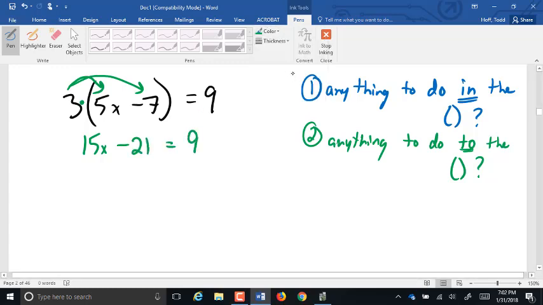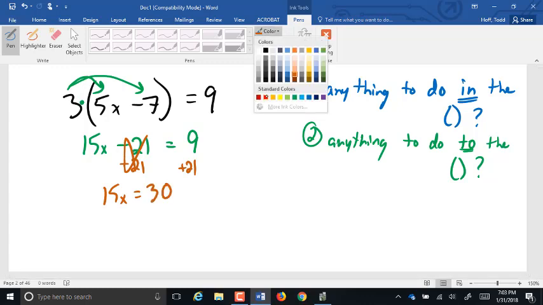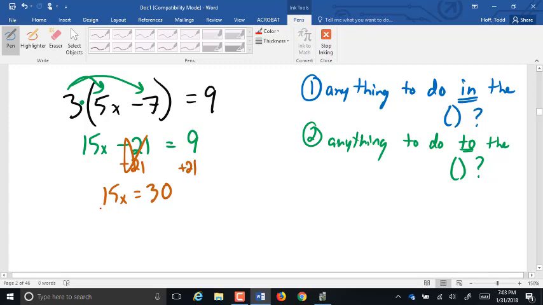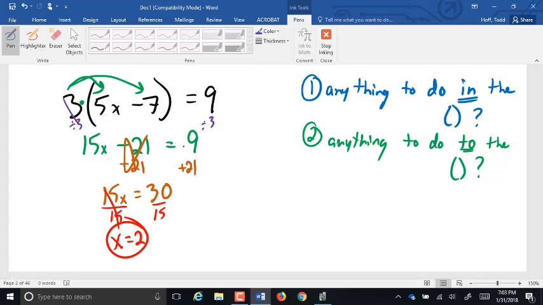Now we have it down to that form, that 2-step form, so we take it apart by add 21. 15x equals 30, and then divide by 15. Good. X equals 2. Now, I get asked a lot of times at this point, well, couldn't I have just divided by 3 here and got rid of the 3 and divided the 9 by 3? In this equation, that would have worked, but it doesn't always work. So I recommend you take care of the parentheses where it's at instead of trying to do that.